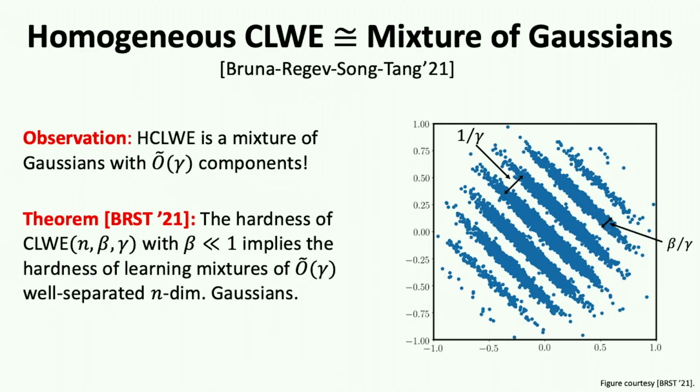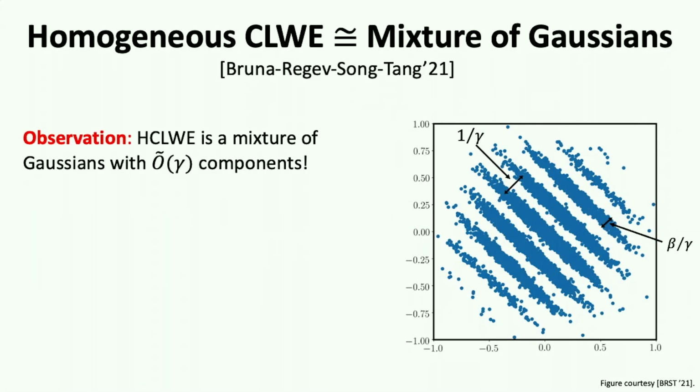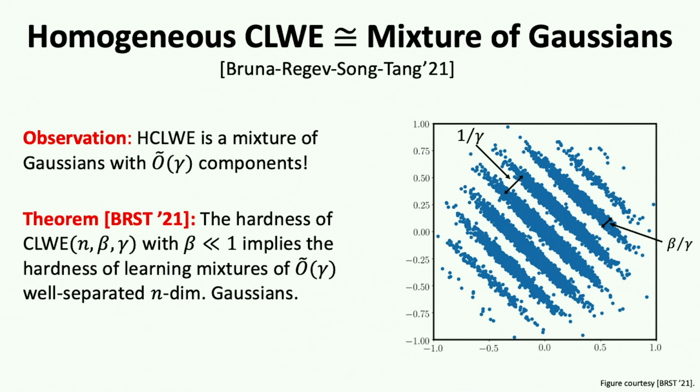So this is really a mixture of Gaussians, and what Bruna et al. showed is that the hardness of the continuous LWE problem with parameters beta and gamma and dimension n implies the hardness of learning mixtures of about gamma well-separated n-dimensional Gaussians. That more or less follows from the definition of the problem after truncation.